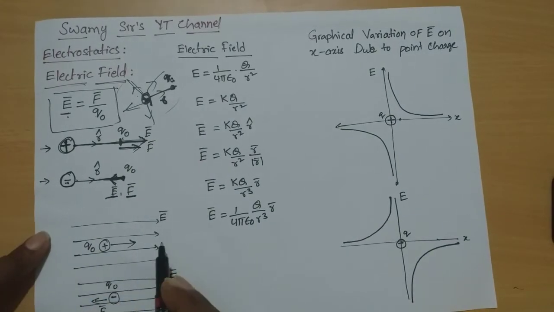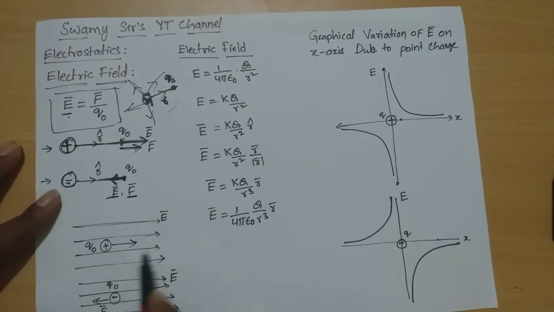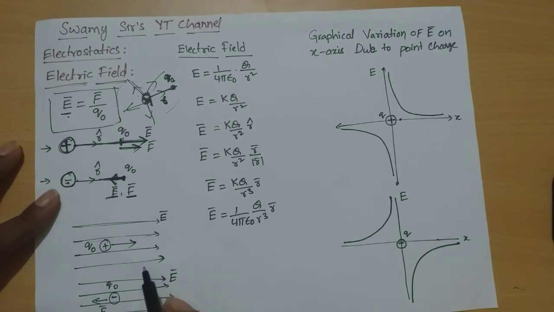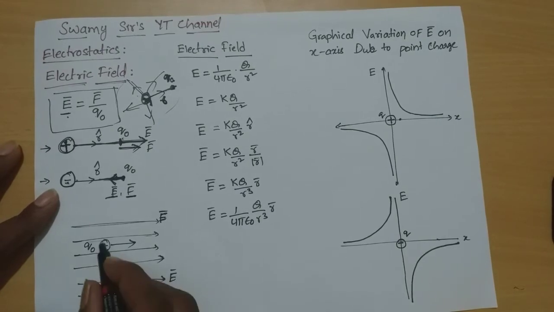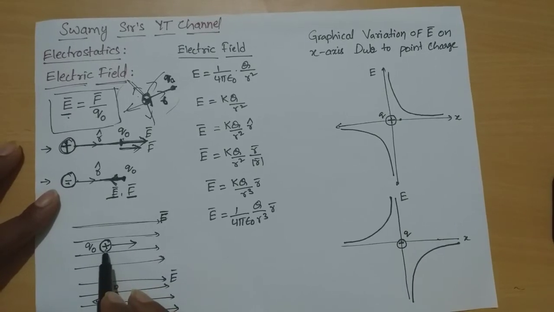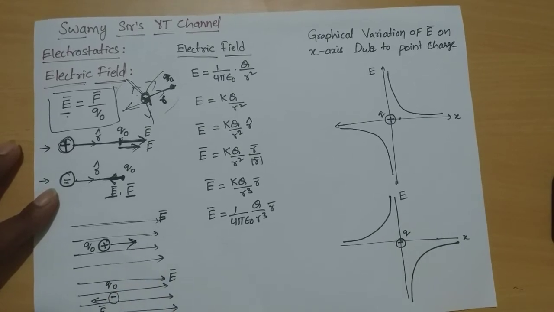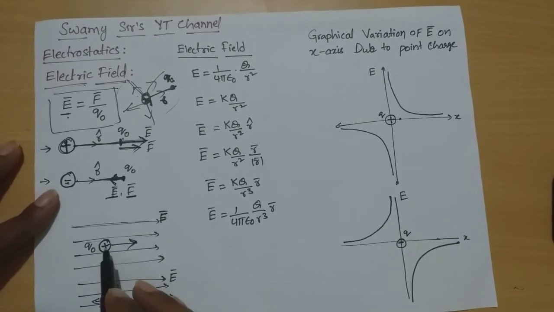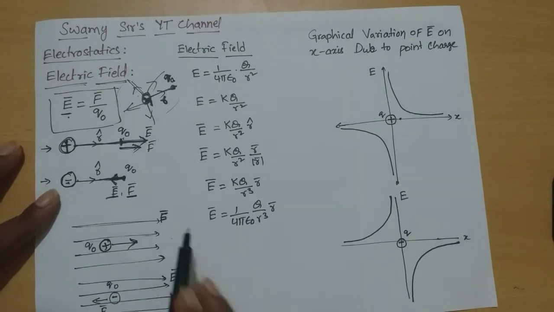In the next case, we are assuming a uniformly distributed electric field. I am assuming E bar is the electric field. I am keeping one test charge, and the test charge is also positive. I am keeping one unit positive test charge in the uniform electric field. Then this electric field will exert a force on it, and this particle will move in the direction of the electric field. That means if we keep a unit positive test charge in a uniform electric field, this positive test charge will move in the direction of the electric field.